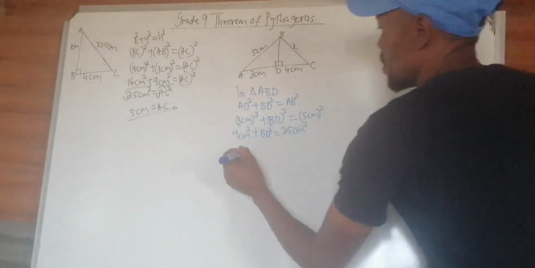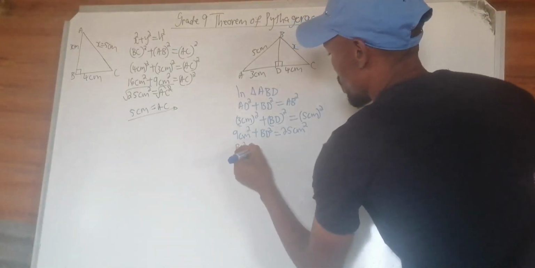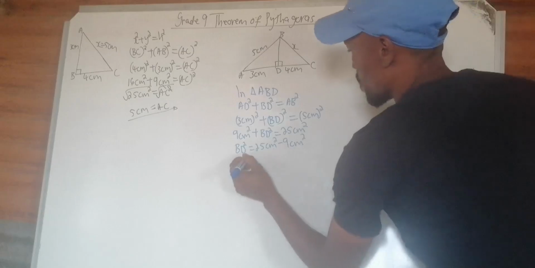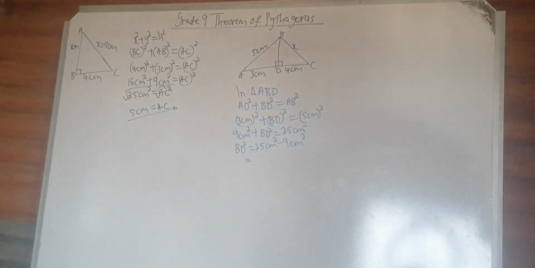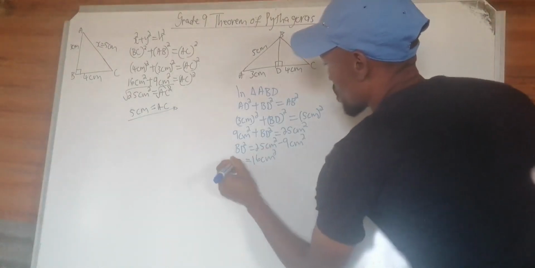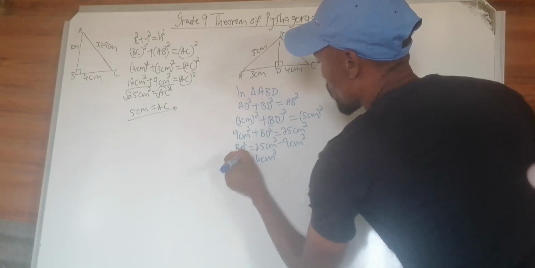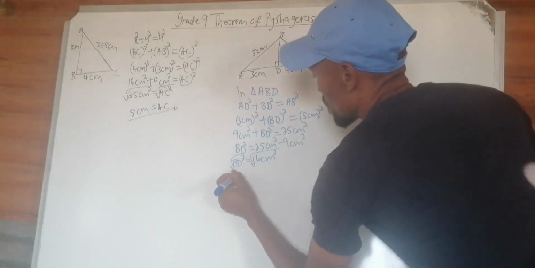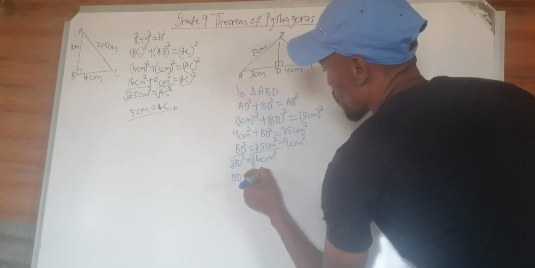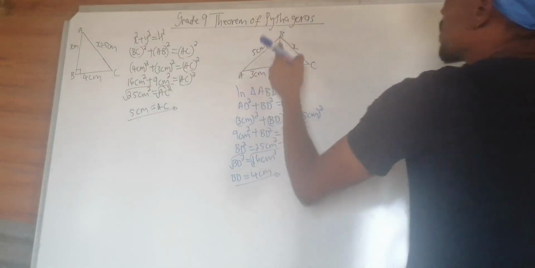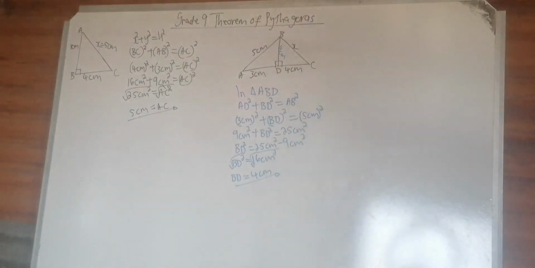From here, we'll say BD squared equals 25 centimeters squared minus 9 centimeters squared. What is 25 minus 9? 16. 16 centimeters squared. I'm looking for the value of BD, so I will take the square root of both sides to say that BD equals 4 centimeters. Now that I have 4 centimeters, it becomes easier to find X.